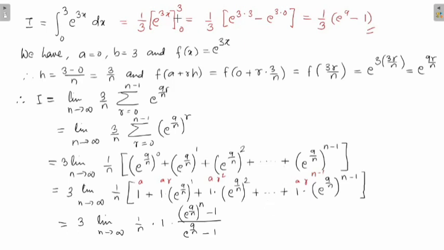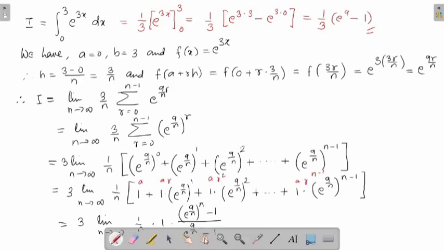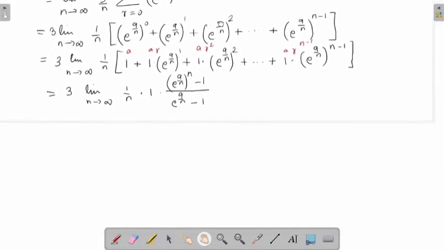I don't have space here. You may pause the video and note down till here. Okay, right. So let's move to the next page now.